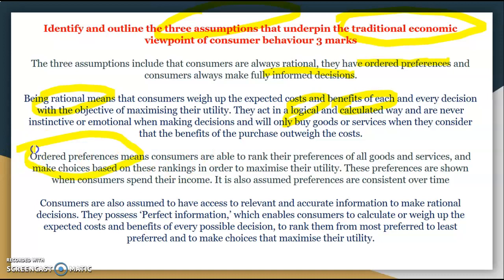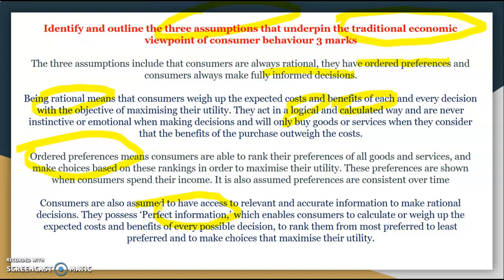We have ordered preferences, so we know how much we value certain products, and we can rank them based on how much we value them. And lastly, that we have all perfect information when we make decisions. We don't make haphazard decisions. We know information about the product we're buying and about the other characteristics of other products in that market as well.